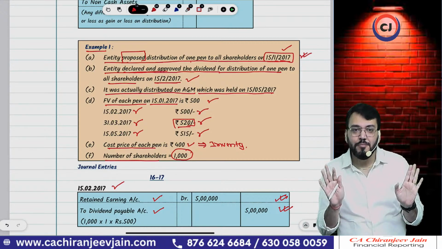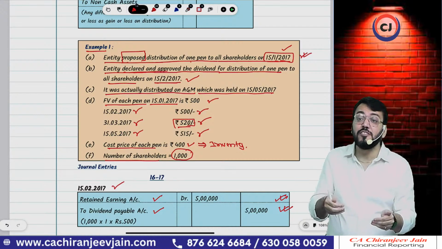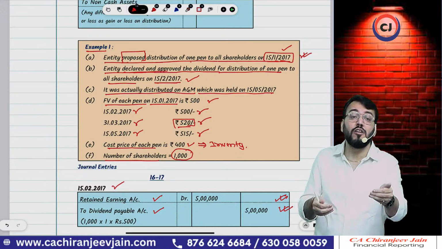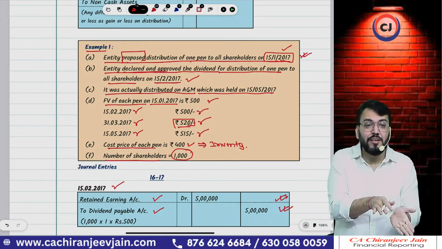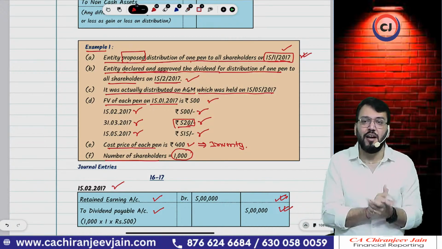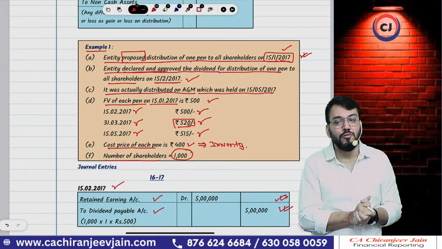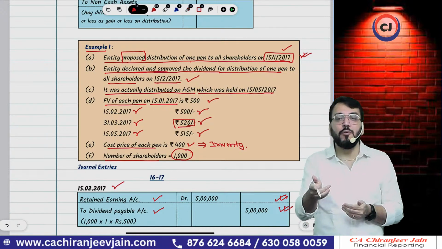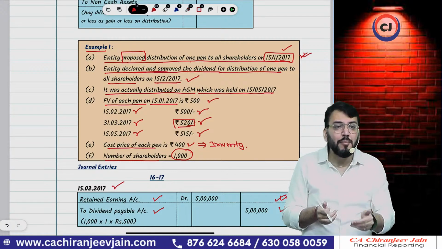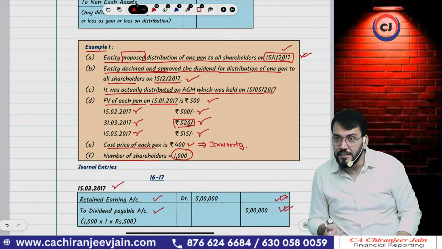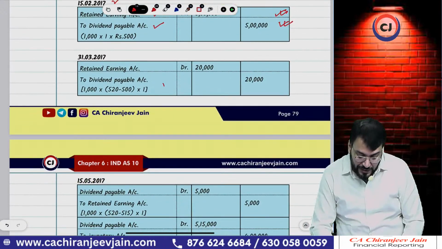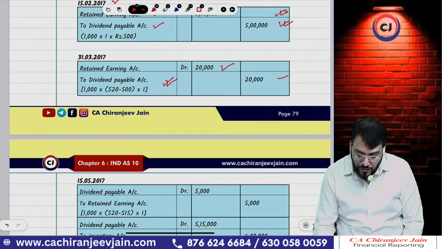But to explain the point, on 31st March it is quite possible that the fair value of a non-cash asset might increase before distribution. So now from 500 it becomes 520. Any adjustment required? Yes sir. What journal entry? Retained earnings account debit, dividend payable with the increase. Your liability will increase by 1000 into 20, that is 20,000. Retained earnings account debit, dividend payable 20,000. Simple.